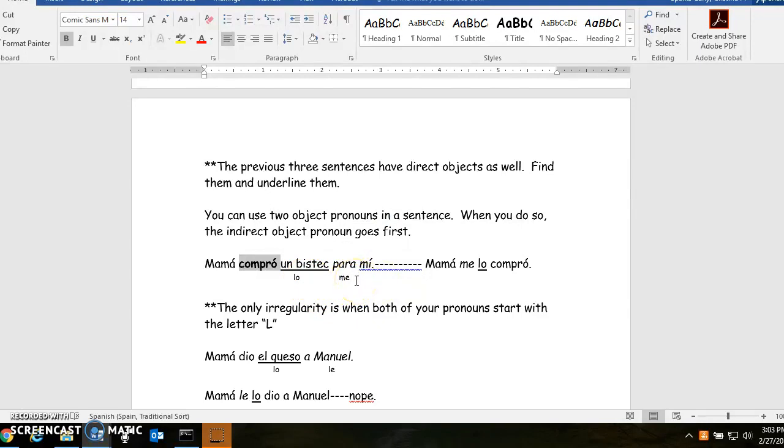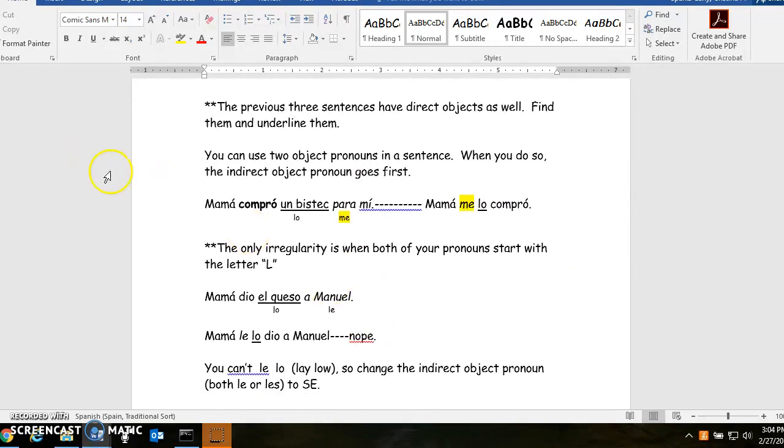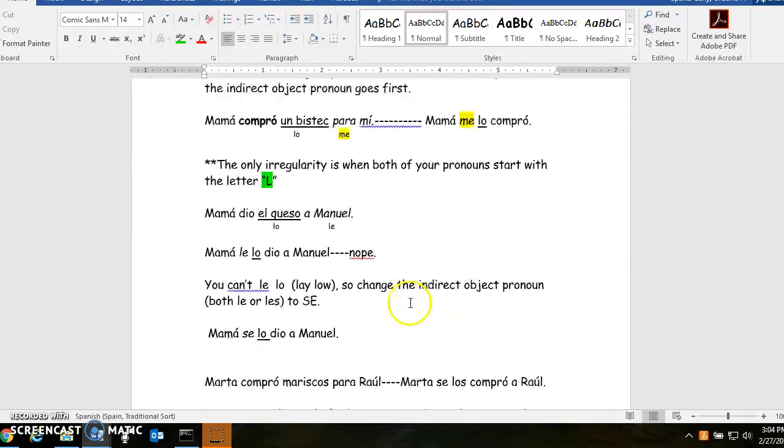The rule is that the indirect object pronoun goes first. That's this one. The indirect object pronoun goes first. So, mamá me lo compró. Mom bought me it. We do have a rule, and that's when both of your pronouns begin with the letter L. We can't have two that start with the letter L.